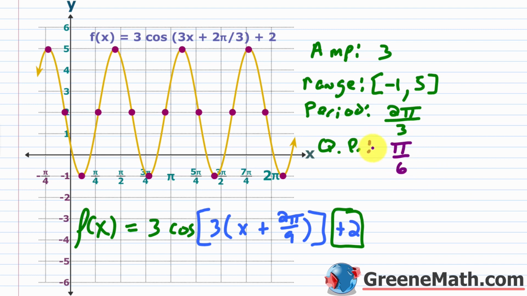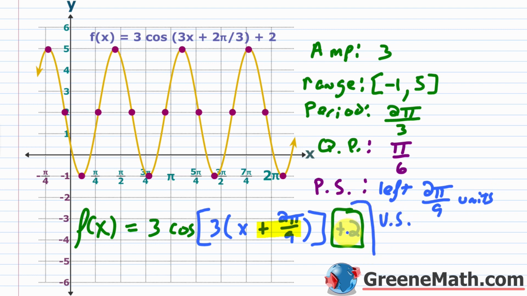And then when we think about the phase shift, so let me put the phase shift in here, you have x plus 2 pi over 9. So again, if you have plus 2 pi over 9, I'm shifting to the left by 2 pi over 9 units. So that means I'm going to shift to the left by 2 pi over 9 units. Now, the last thing I want to put in here, and I'm running out of room, so let me just put it off to the side. My vertical shift, as we talked about earlier, I have a plus 2 here, so that's up 2 units, okay?